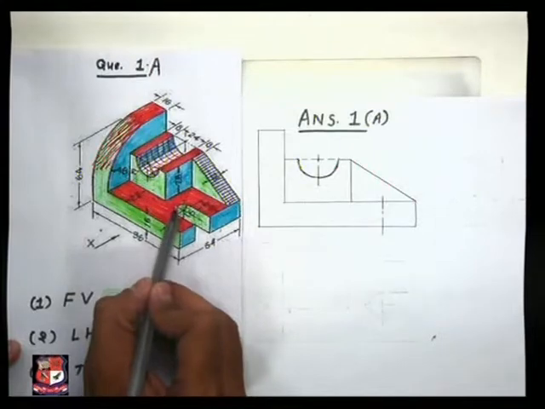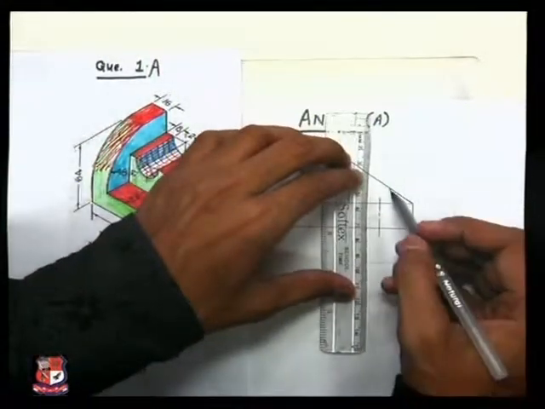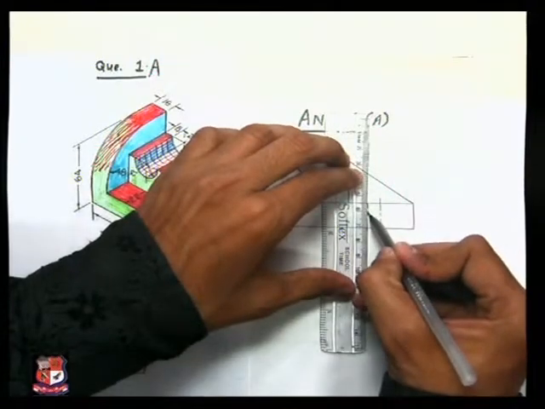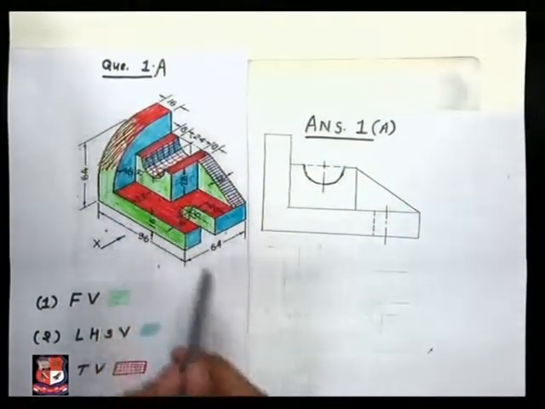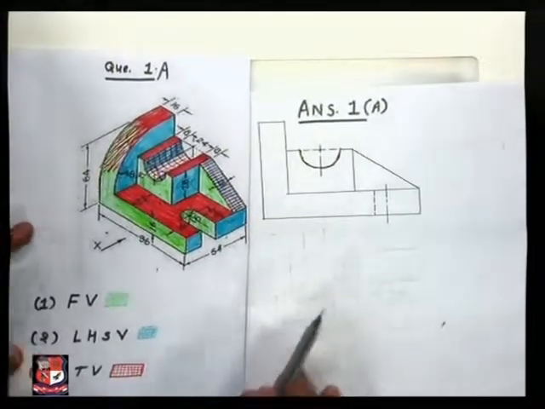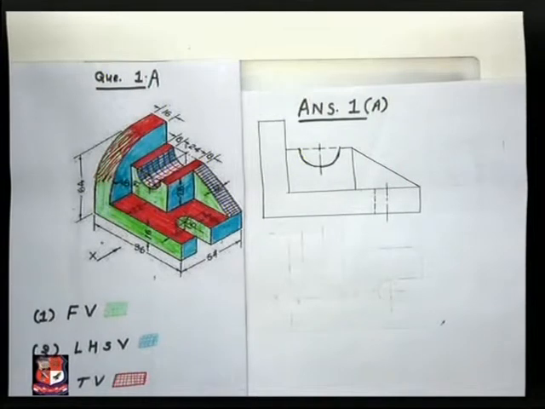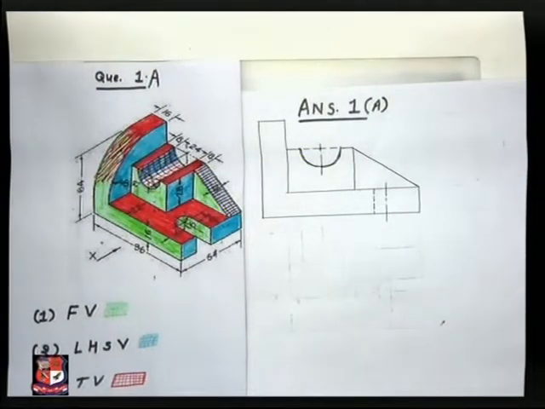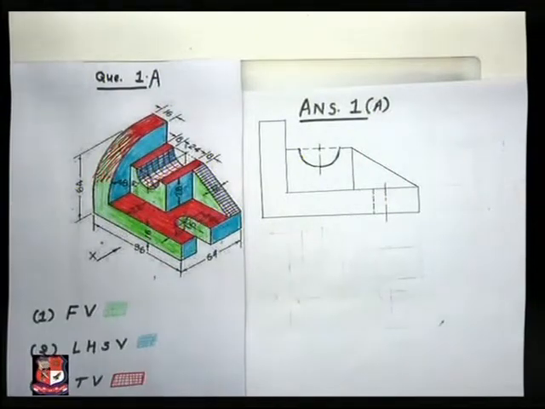So 8 millimeter would be this distance. So at a distance of 8 millimeter from here, draw dotted lines like this. This dotted line represents the cut portion, which is not visible in a front view. So this is the front view of the given object. Insert the dimensions which are given in the figure. After inserting these dimensions, let me think about its top view.